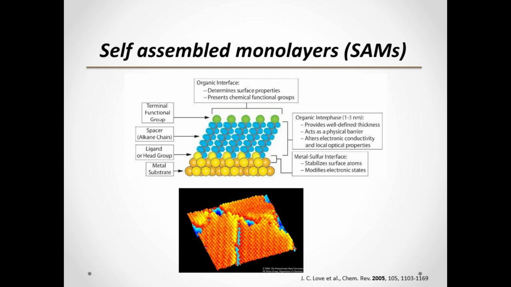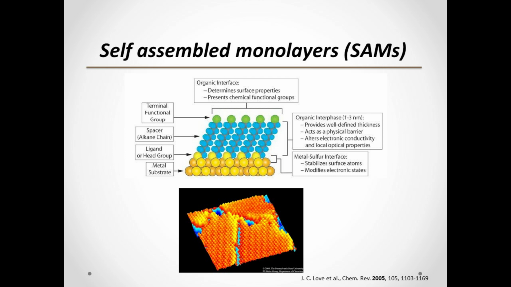Then you have the spacer, which may be made from an alkane chain. This also acts as an organic interface, which is just 1 to 3 nanometers in length. It provides well-defined thickness and acts as a physical barrier. It alters electronic conductivity and local optical properties. It depends. For instance, if you are using it to improve biocompatibility instead of altering the electrical conductivity, it may improve the biocompatibility of the surface.